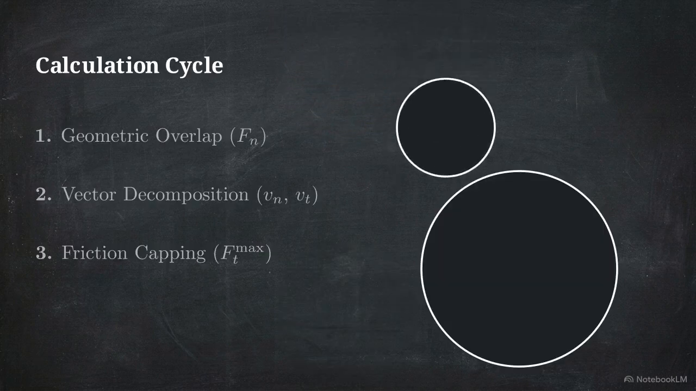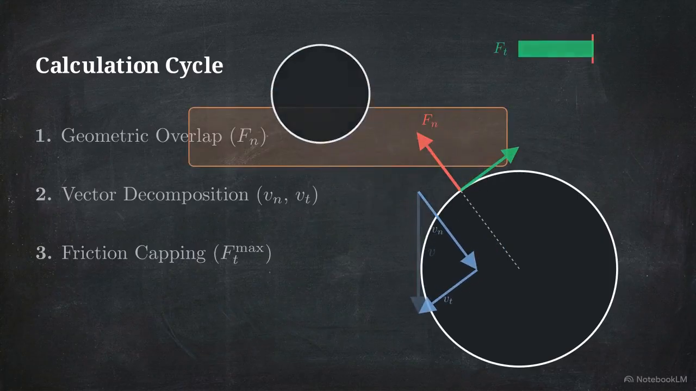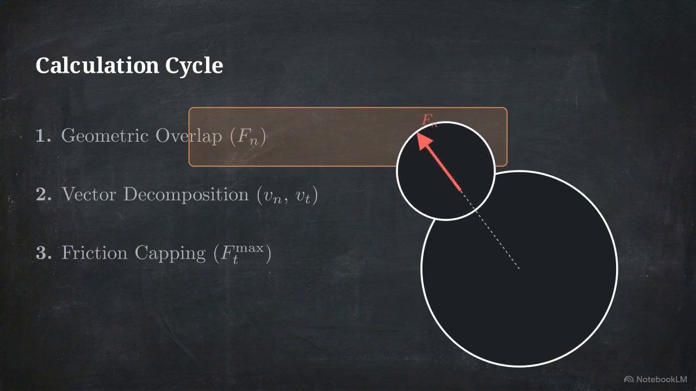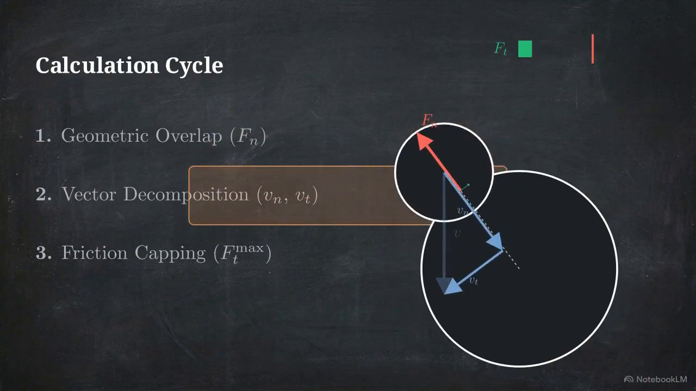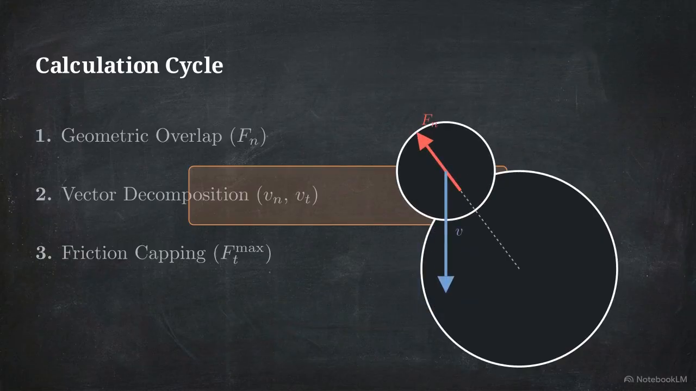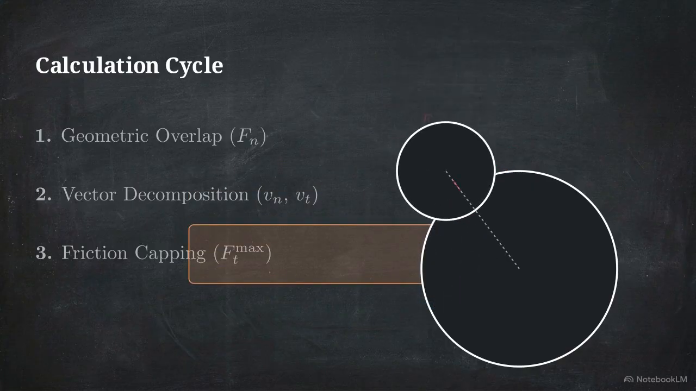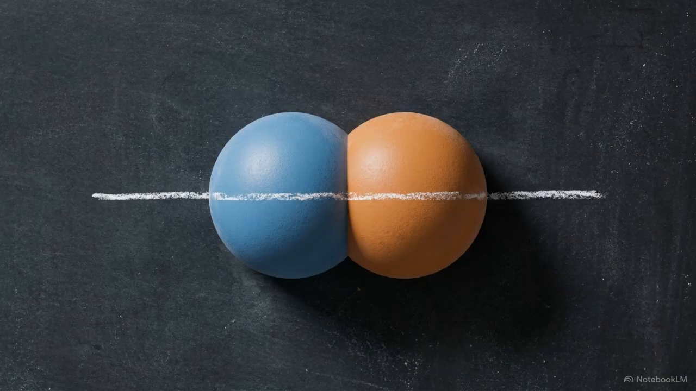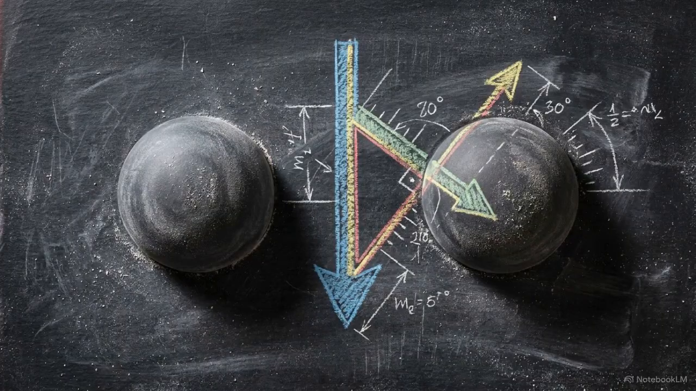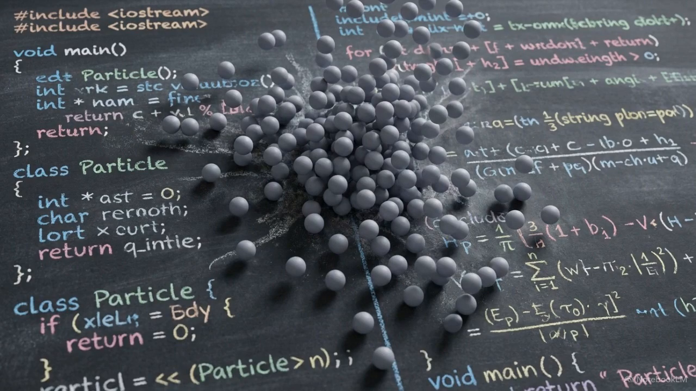We can summarize this entire process in 3 steps. Step 1. Find the geometric overlap along the line of centers and use it to calculate the normal force. Step 2. Split the incoming velocity into components that align with that new tilted normal axis, isolating the sideways sliding motion. And step 3, stretch the tangential spring against the slide and apply the strict Coulomb friction limit based on your normal force. Locate the center line, split the velocity, and enforce the friction cap. Mastering this sequence gives you the exact blueprint used to code realistic collisions in professional physics engines.